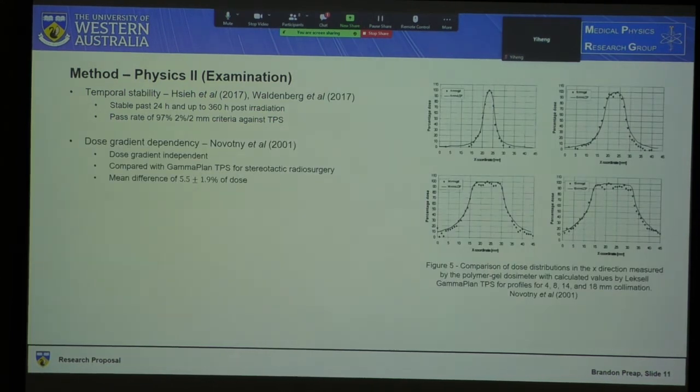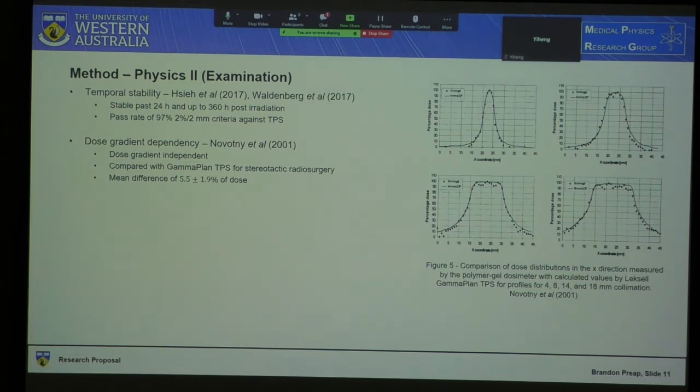For dose gradient dependency, this is not so appropriate. This applies more to stereotactic surgery, where you really want steep dose gradients to not irradiate the normal tissue surrounding it. So if you look at this diagram, going from top left to bottom right, you've got increasing collimation sizes of 4, 8, 14, and 18. They tested the dose of the gel, with the black dots and the solid line, against the TPS. And you can see there's a fair bit of congruency between them, which is great, except in the lower dose regions and towards the plateau.